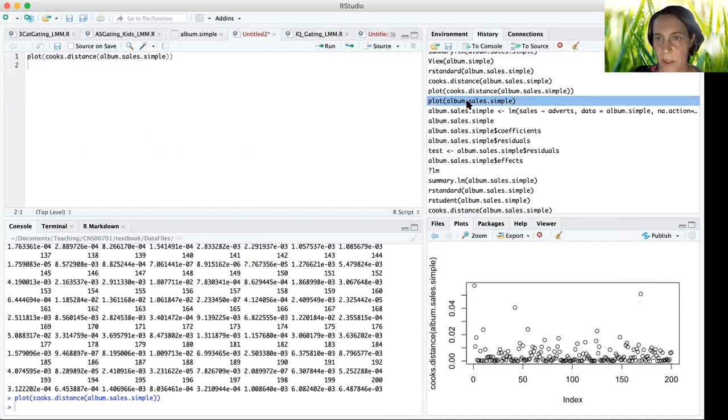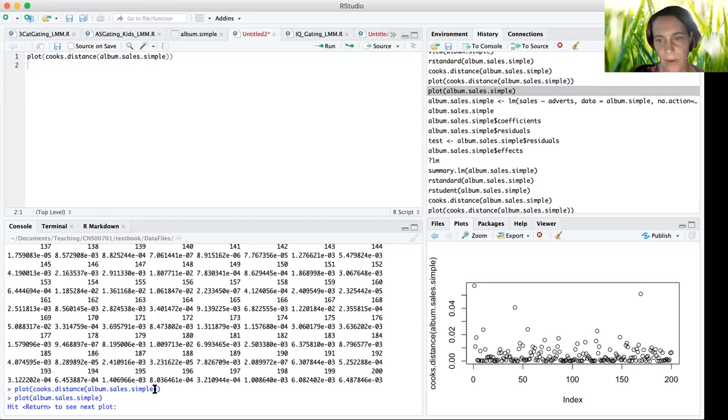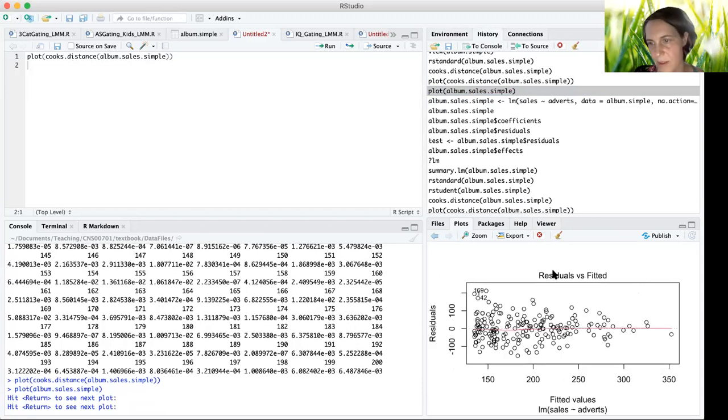What is really important, as I mentioned earlier, is the plot function, which has super helpful regression diagnostics. If you have RStudio, it will ask you to hit return to see the next plot, because it's plotting 4 different ones. The first is a residuals versus fitted plot. So that is your residuals plot, basically the typical residuals plot.